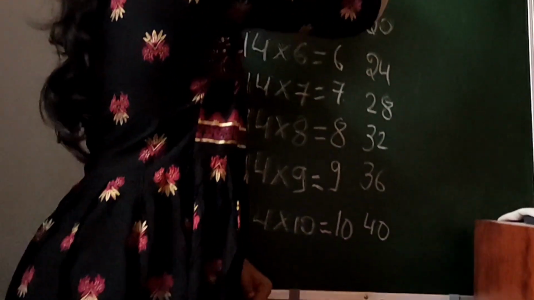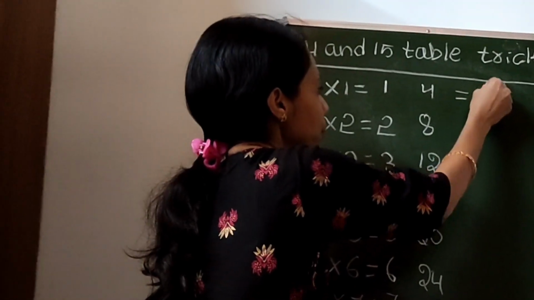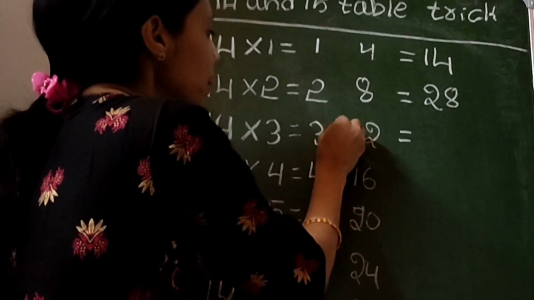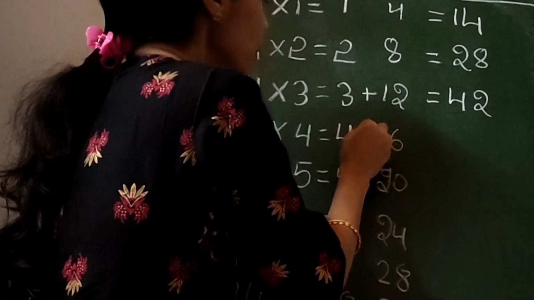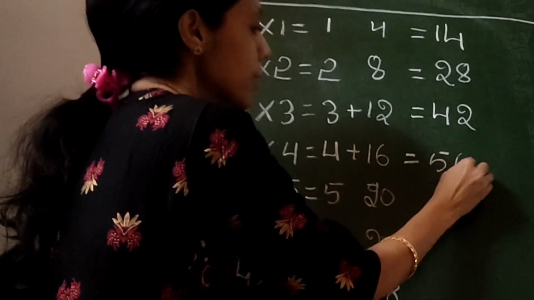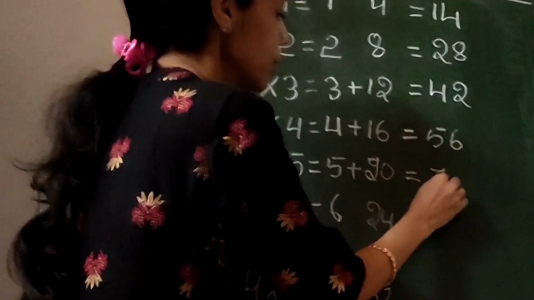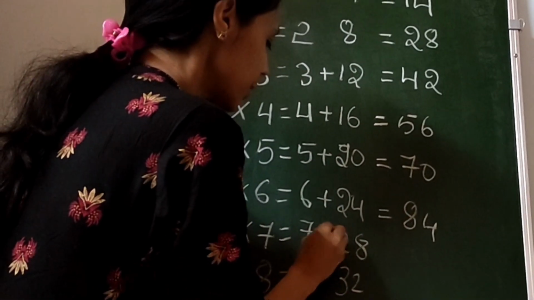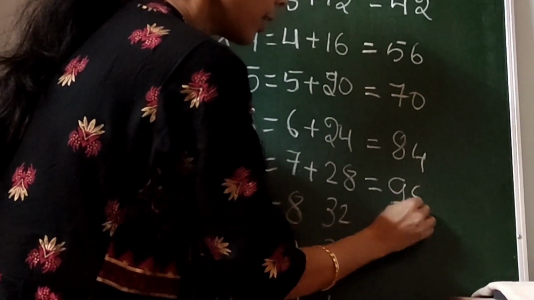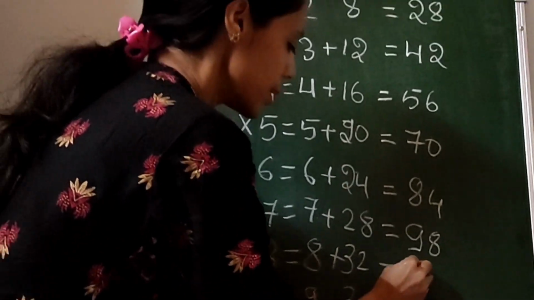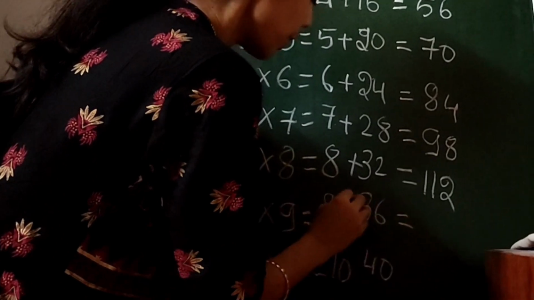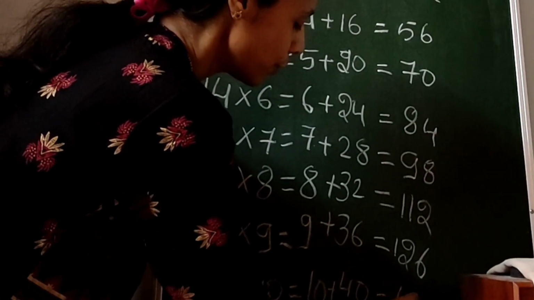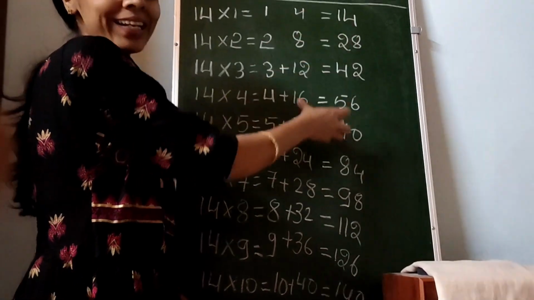See, next we write 1 4, 2 8, 3 plus 1 is 4, 2, 4 plus 1 is 5, 6, 5 plus 2 is equal to 7, 0, 6 plus 2 is equal to 8, 4, 7 plus 2 is equal to 9, 8, 8 plus 3 is 11, 11, 2, 9 plus 3 is 12, 12, 6, 10 plus 4 is 14, 0. This is the 14 table.